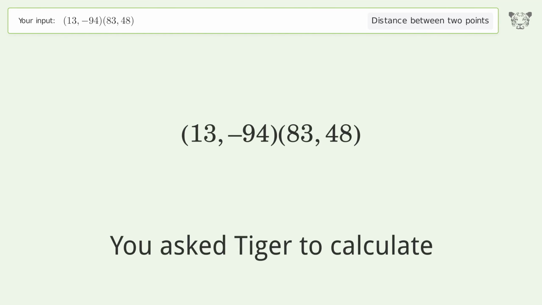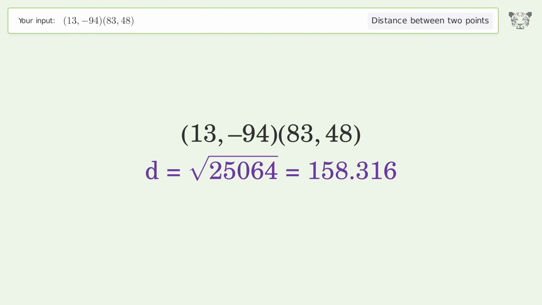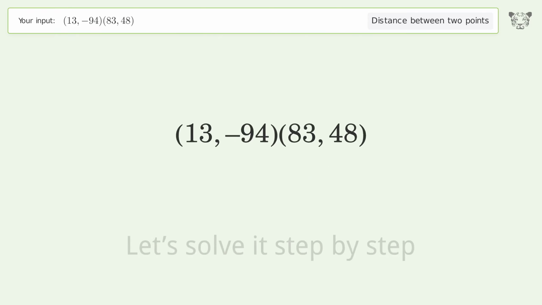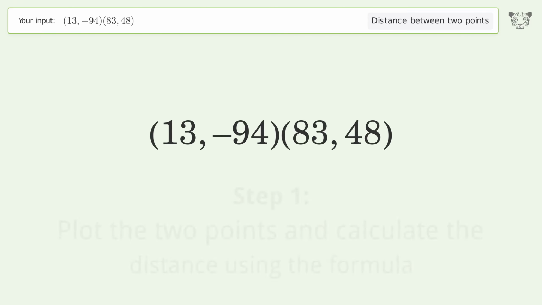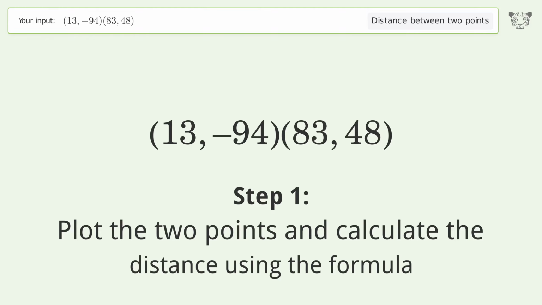You ask Tiger to calculate. This deals with the distance between 2 points. The distance between the 2 points is the square root of 25,064 or 158.316. Let's solve it step by step. Plot the 2 points and calculate the distance using the formula.